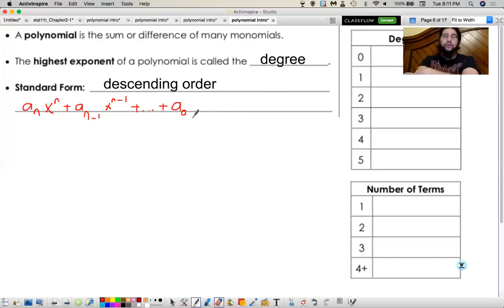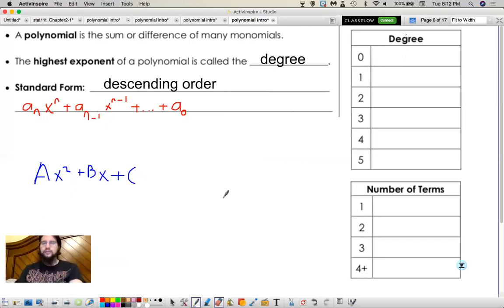That is standard form. Just like for a quadratic, specifically a quadratic is ax squared plus bx plus c. Second power, that's the highest. X, the first power, that's the next highest. No power at all, so 0 power, if you will. That's your constant, that's last.